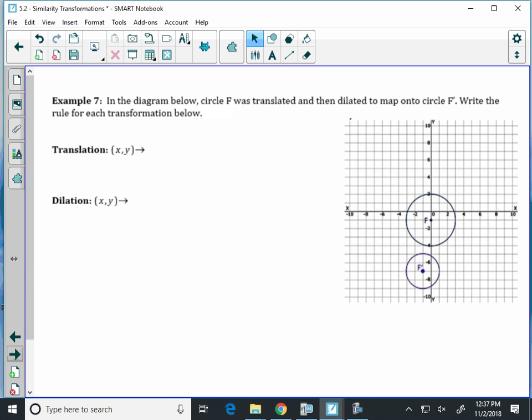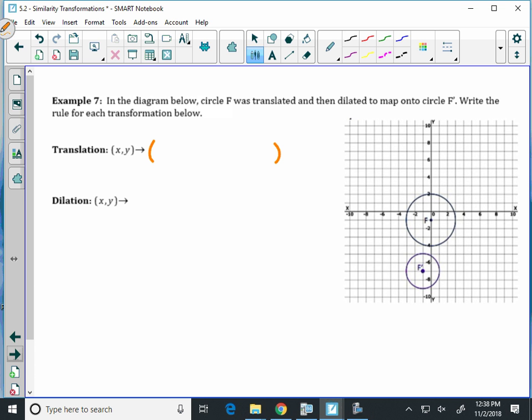So, that being said, in the diagram below, circle F was translated and dilated to map up with circle F prime. Write the rule for each transformation below. And again, when it says write the rule, it wants that algebraic kind of expression. It doesn't want sentences. It wants more mathy looking things.